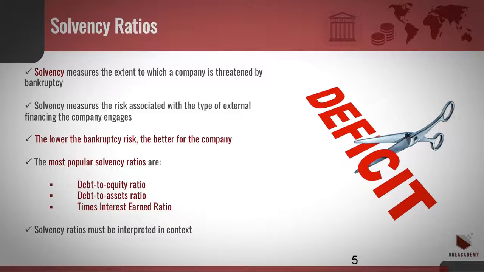The most popular solvency ratios are debt-to-equity ratio, measured as total debt divided by total equity; debt-to-asset ratios, calculated as total debt over total assets; times interest earned ratio, measured as income before taxes divided by interest expense. Solvency ratios must be interpreted in context. Sometimes, high amounts of debt are not necessarily a bad sign. It might be that the company is undertaking investment in new projects, which might eventually turn out to be profitable, and to raise the stock price.